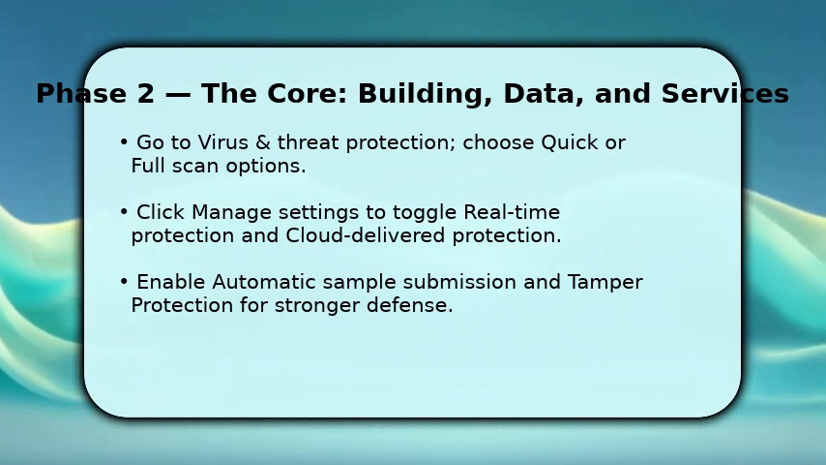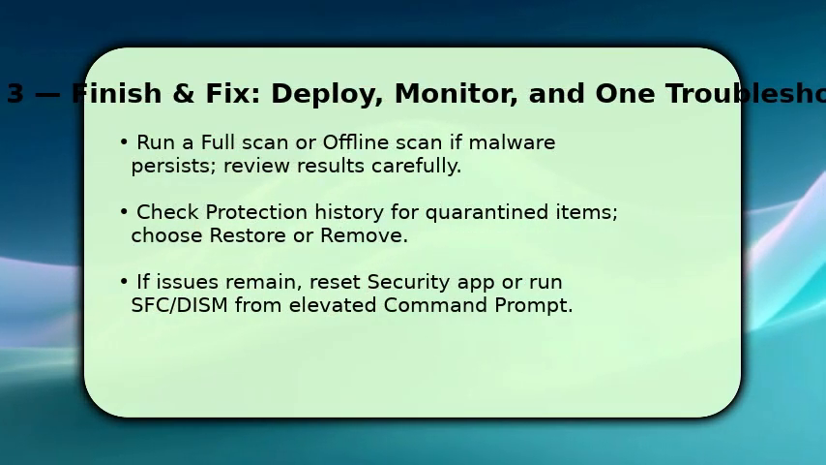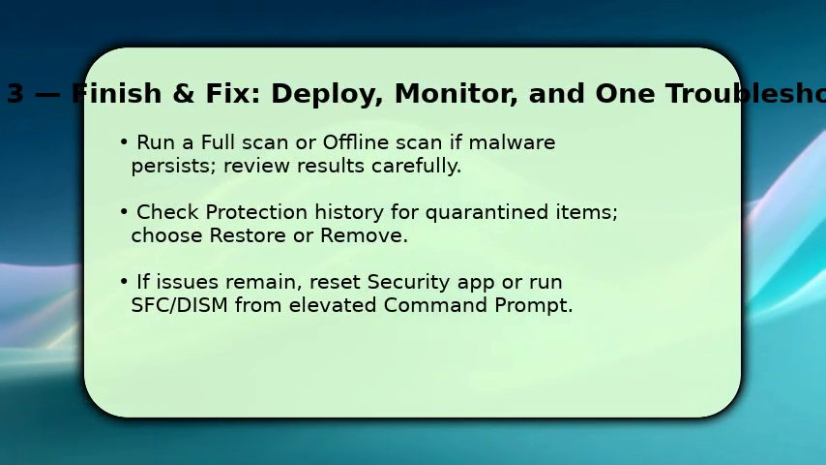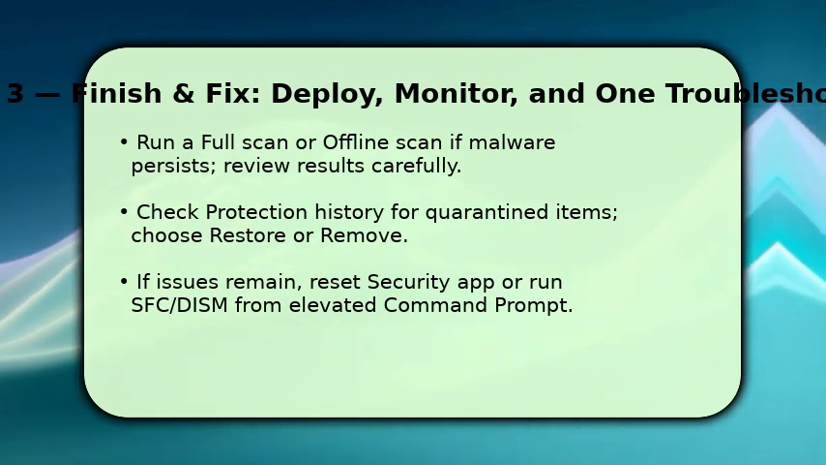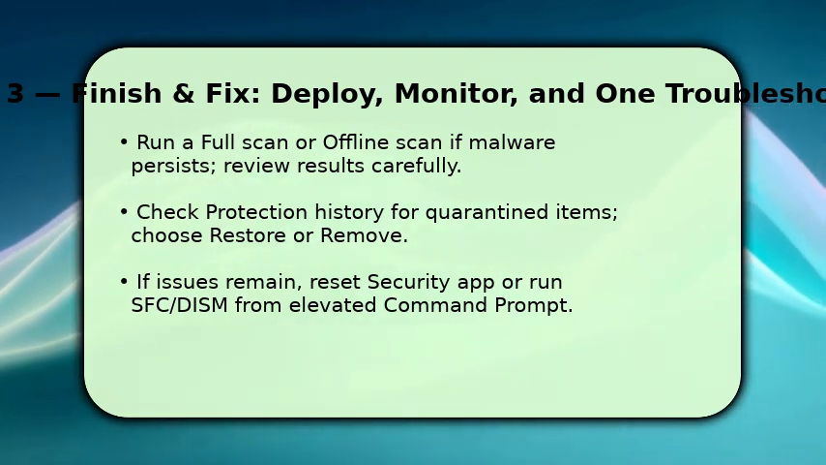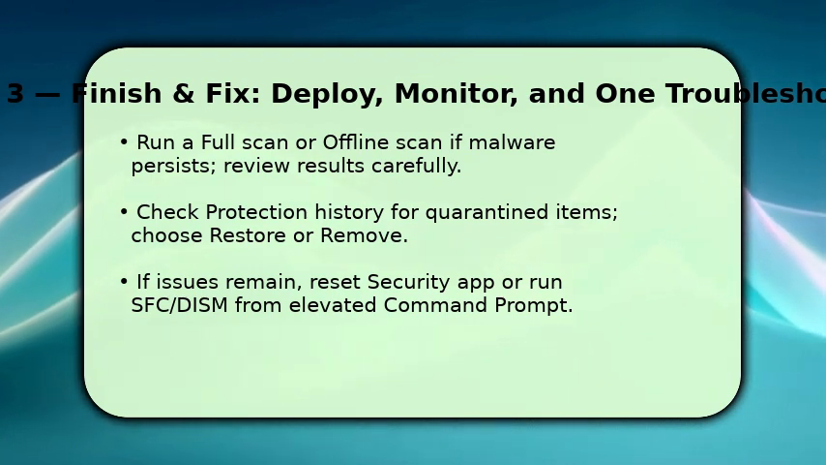Run a full scan for comprehensive checks, or choose an offline scan if active malware resists. These detect threats standard scans miss. Once complete, review protection history to see quarantined items and decide to restore or remove. Make sure you understand file origins before restoring.